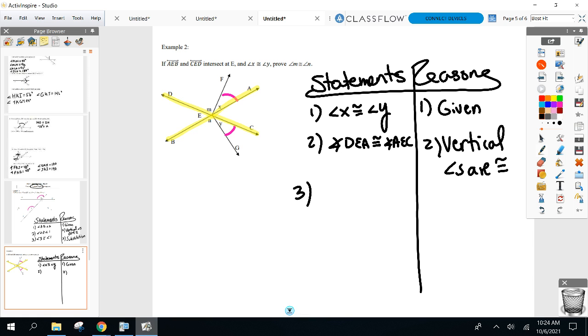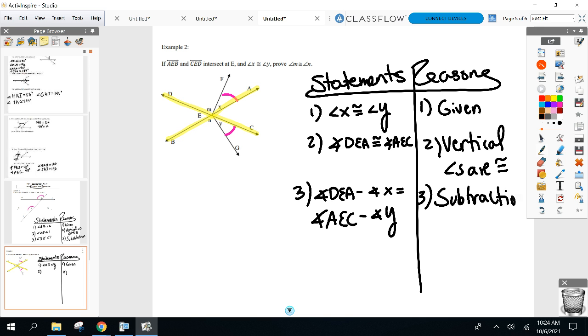Scott? DEA minus angle X, and then AEC minus angle Y. There you go. Good work. Subtraction. And then we always know what comes after that. Substitution, yep. Somebody asked in my first period class, will that always happen? Yep. No matter what unit we're in, subtraction, addition, boom, substitution.